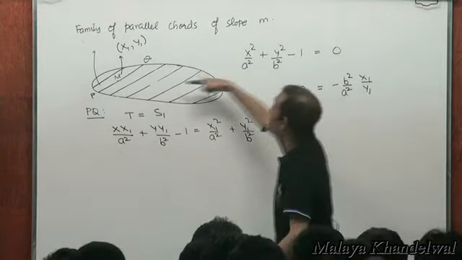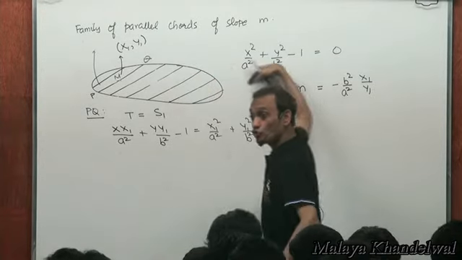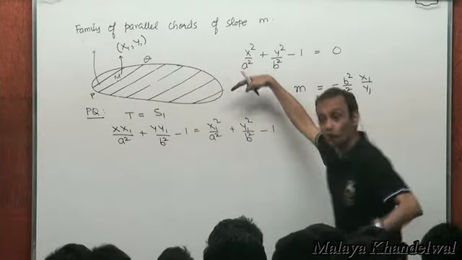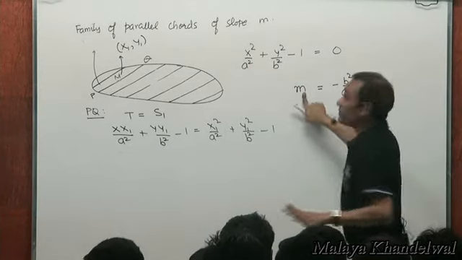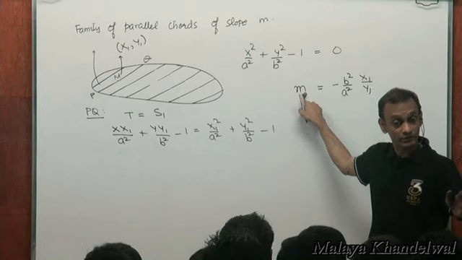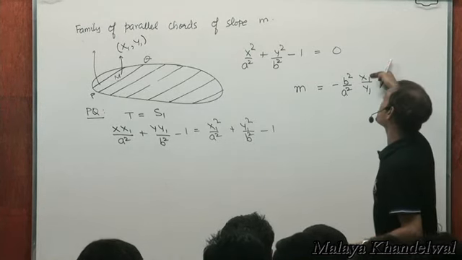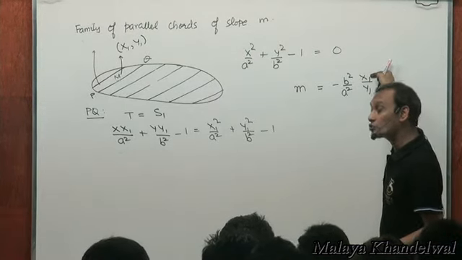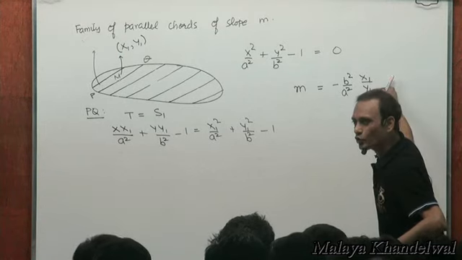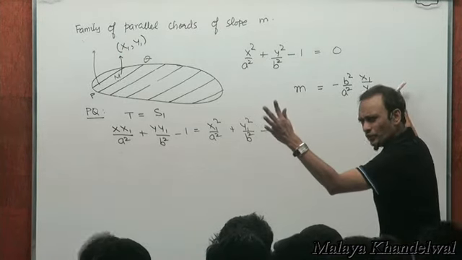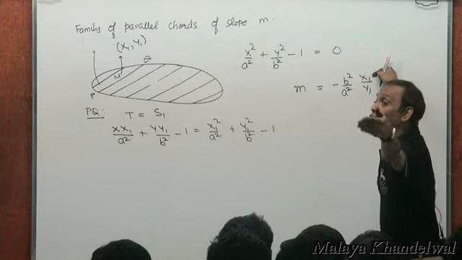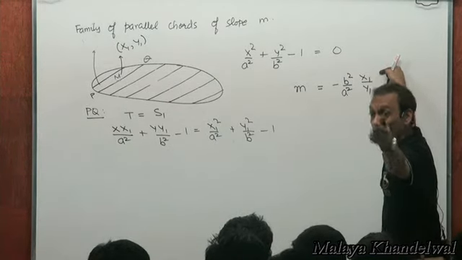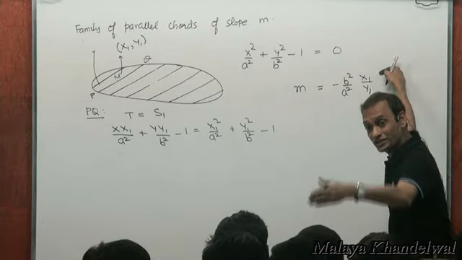Which is true for any one of these (x1, y1)s, the midpoints of these variable PQs, right? M is a constant, same for all (x1, y1). So this is the relationship between the x coordinate of the midpoint and its y coordinate for any PQ. So on generalizing this, I'll get the locus of M, the locus of the midpoints of this system of parallel chords.